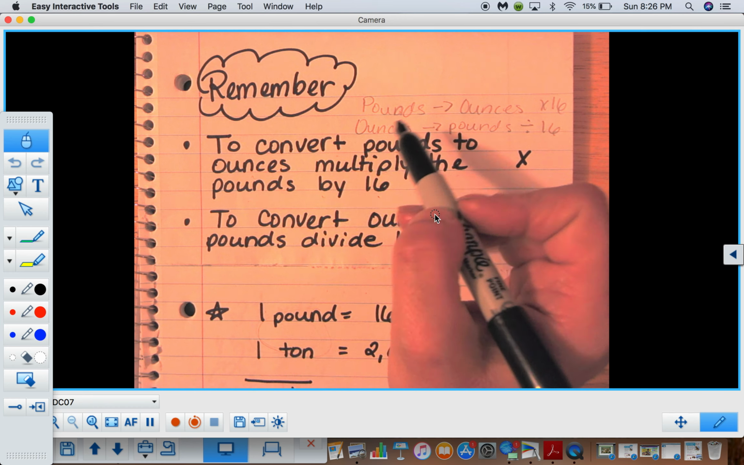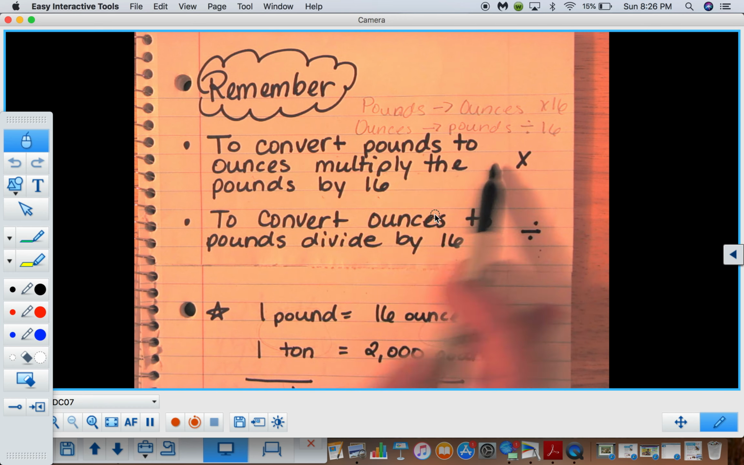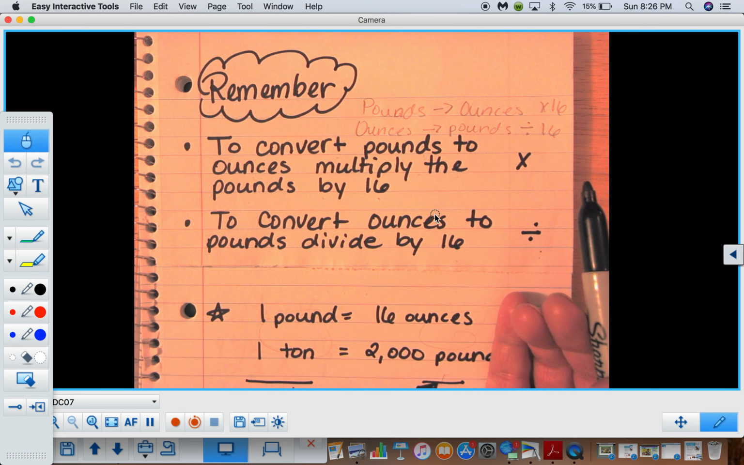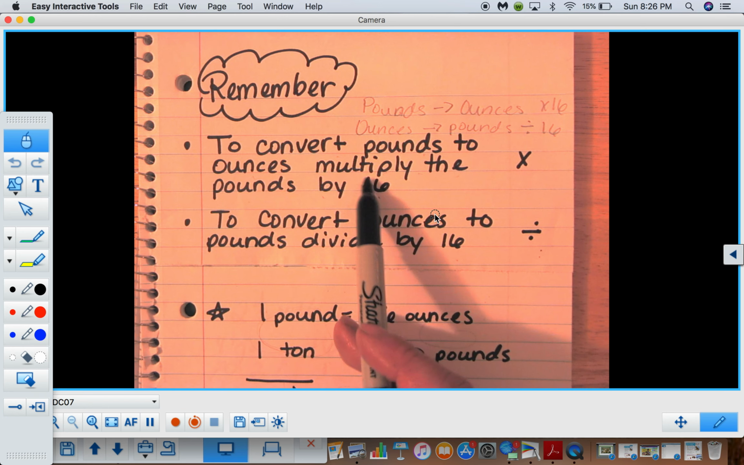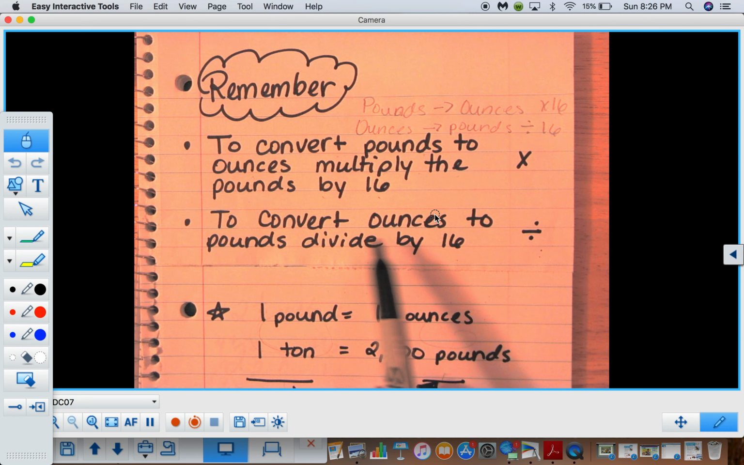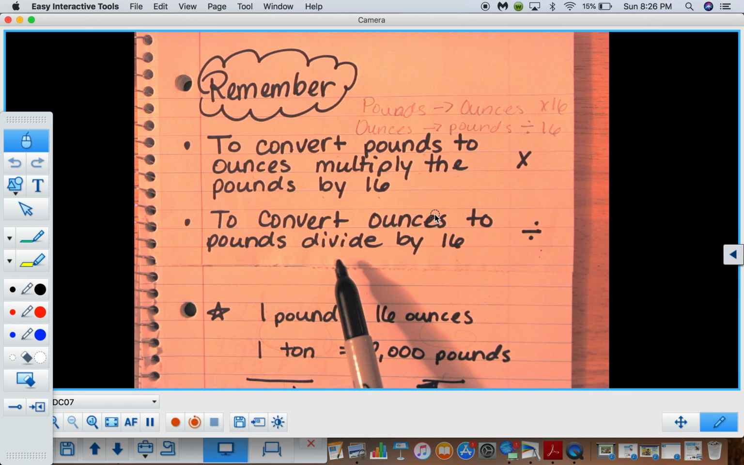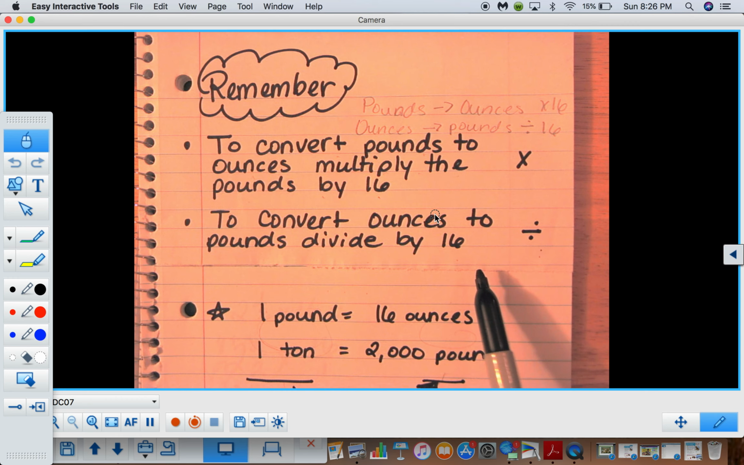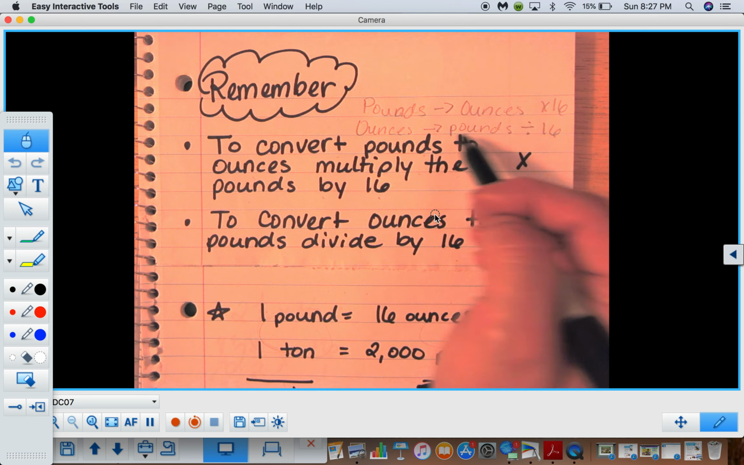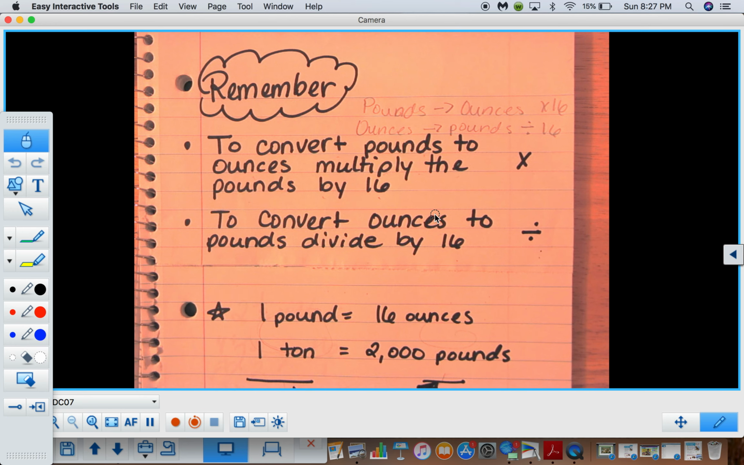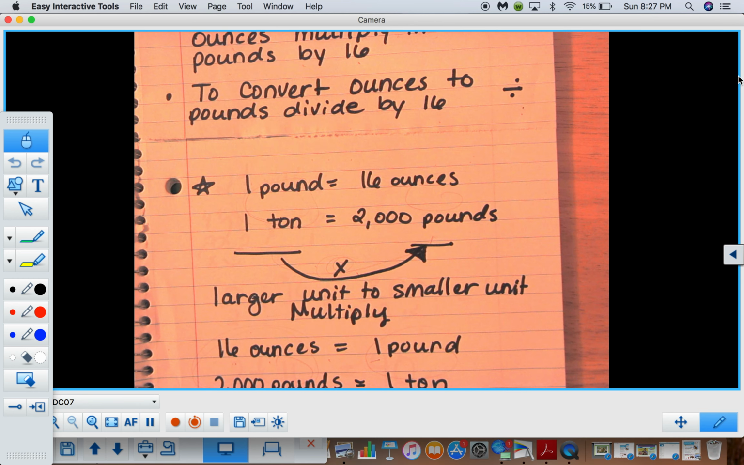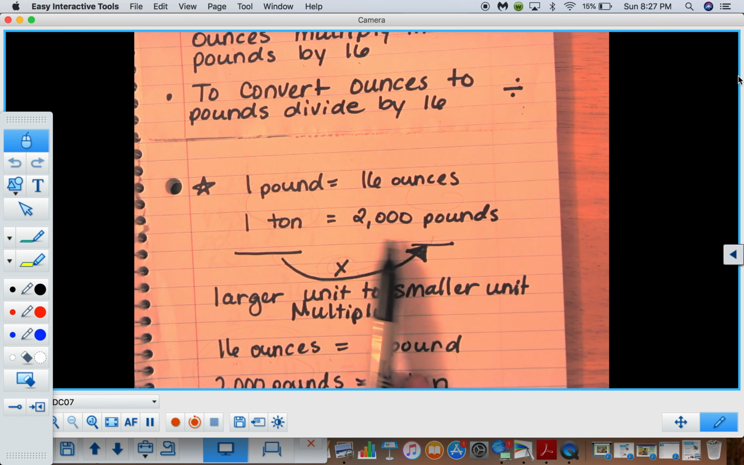I know that to convert pounds to ounces, since 16 ounces is equal to 1 pound, I'm going to multiply pounds by 16. And to convert ounces to pounds, I'm going to divide by 16. So pounds to ounces, multiply by 16. Ounces to pounds, you're going to divide by 16. Because 1 pound is equal to 16 ounces and 1 ton is equal to 2,000 pounds.